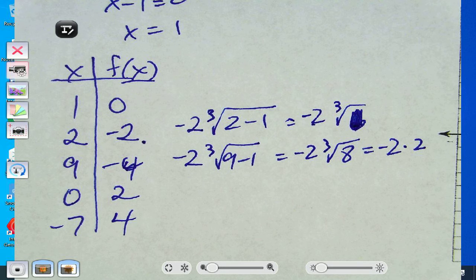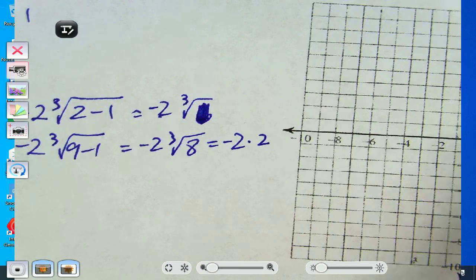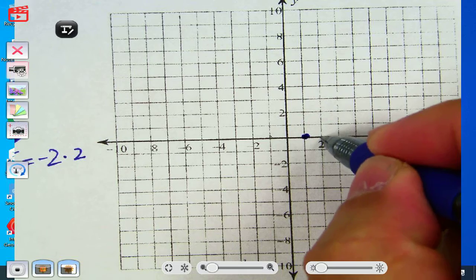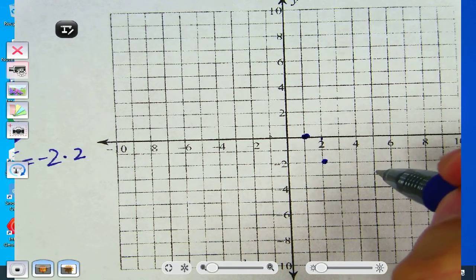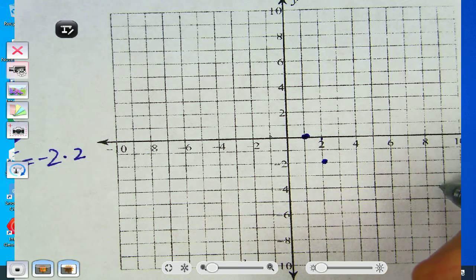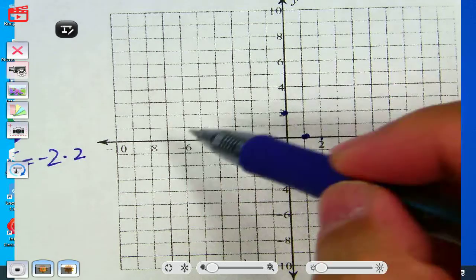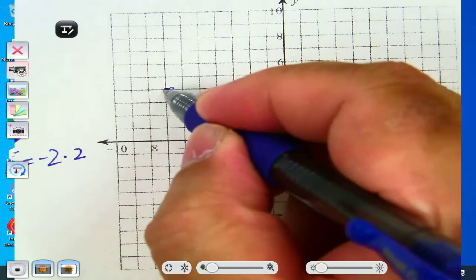Alright, ready to plot points? Well, I'm ready to plot points. 1, 0. Alright. And now I got 2, negative 2. See, now that one was kind of better than the first one. 9, negative 4. 0, 2. Negative 7, 4. Connect.